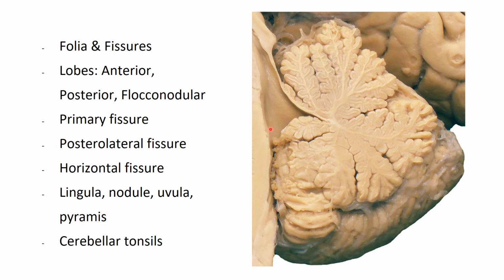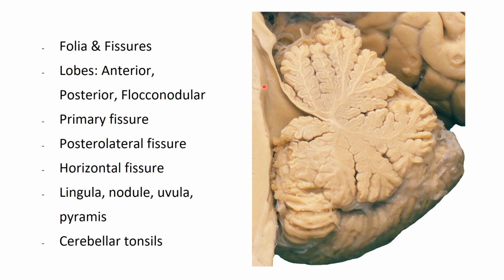Then you have your posterolateral fissure right here, and that's going to separate your posterior lobe from your flocculonodular lobe. And then we have one more pretty major fissure, and that's just going to cut this posterior lobe in half. So right here, you're going to see this is your horizontal fissure, separating the 2 halves of your posterior lobe. Now, when you cut it mid-sagittally like this, you can see that within each lobe, there are some pretty clear lobules, essentially a smaller part of the lobe.